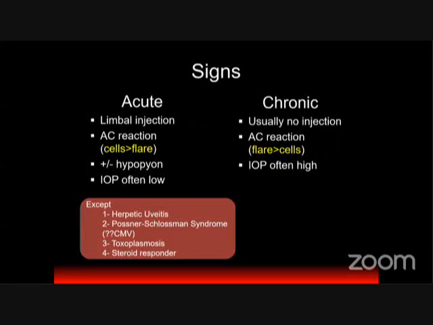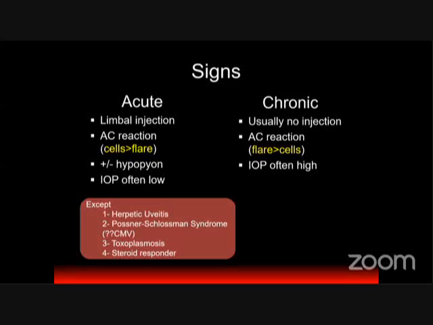The acute signs we all know: limbal injection, photophobia, plus or minus hypopyon. Often the intraocular pressure is low, and the cells are more than the flare. This is acute, while the chronic patients usually give you a long history of treatment. They're sometimes on drops, sometimes off drops. They can't really determine when they stopped the drops and when they didn't. Usually the flare is more than the cells. Maybe they have some posterior synechiae, maybe they have iris bombé, and the IOP might be high.